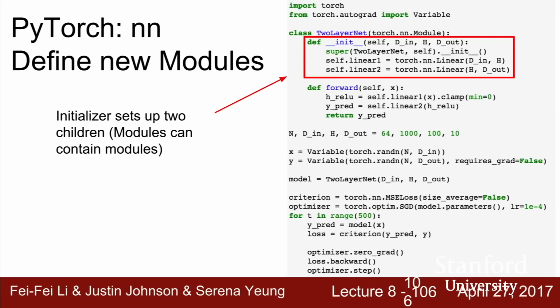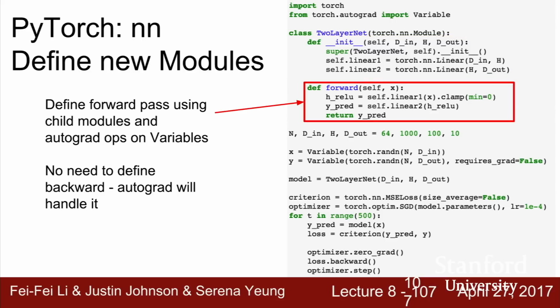So now here in the initializer of the class, we're assigning this linear 1 and linear 2. We're constructing these new module objects and then storing them inside of our own class. And now in the forward pass, we can use both our own internal modules as well as arbitrary autograd operations on variables to compute the output of our network.